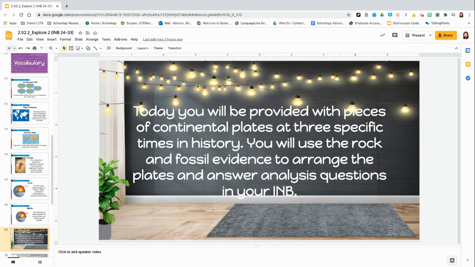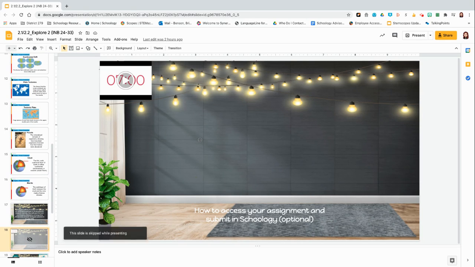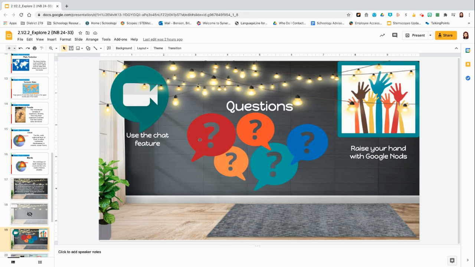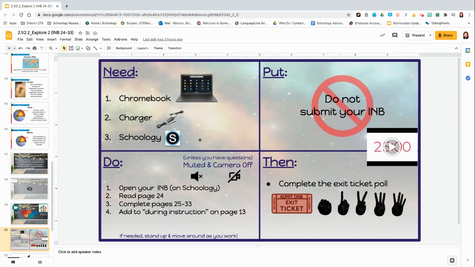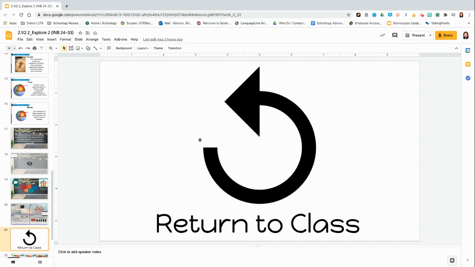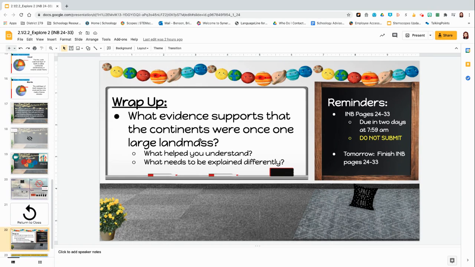Today you will be provided with pieces of continental plates at 3 specific times in history. You will use the rock and fossil evidence to arrange the plates and answer analysis questions in your notebooks. If you need directions on how to complete the assignment, it'll be on slide 18. I'll answer any questions before we start work time, and then we will begin to work. You'll have 25 minutes before we return to class and wrap up.